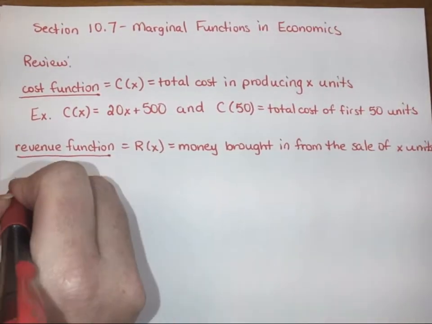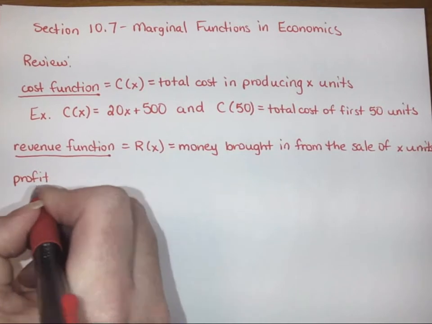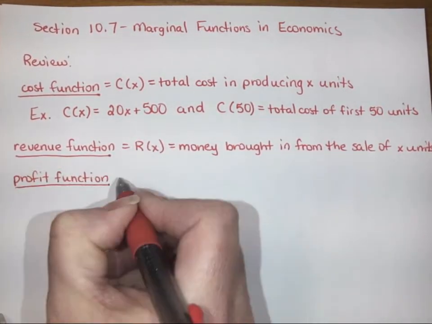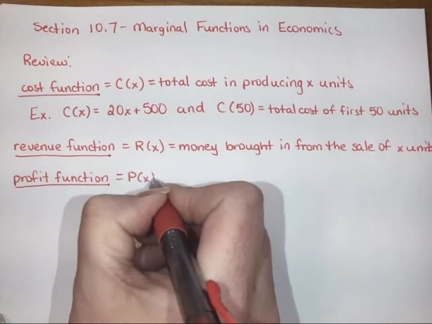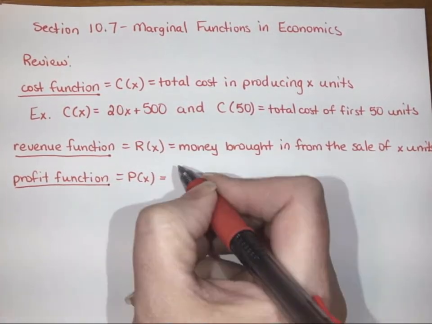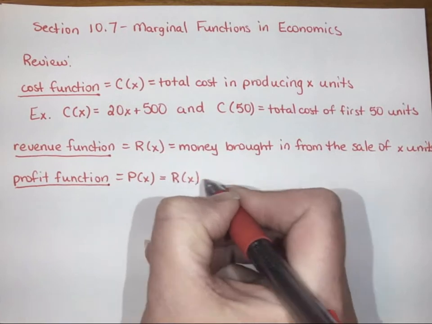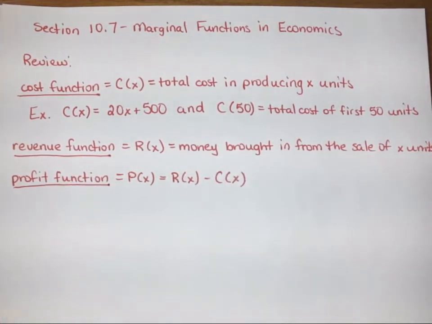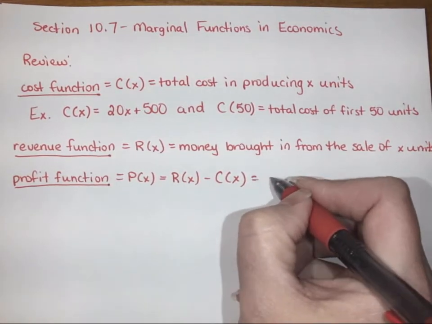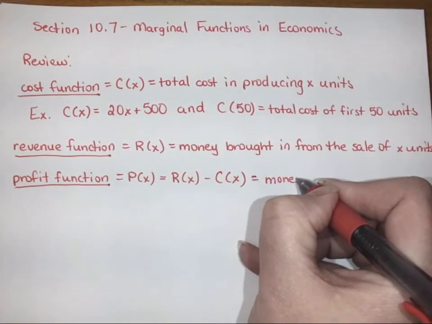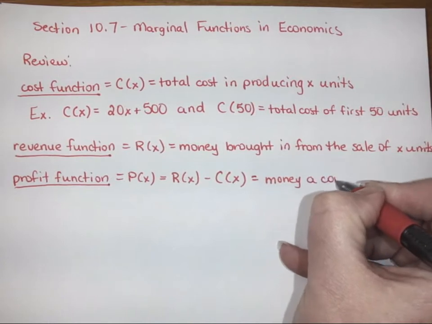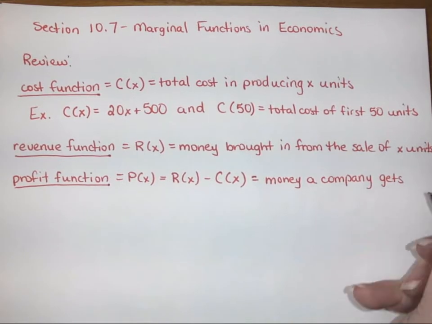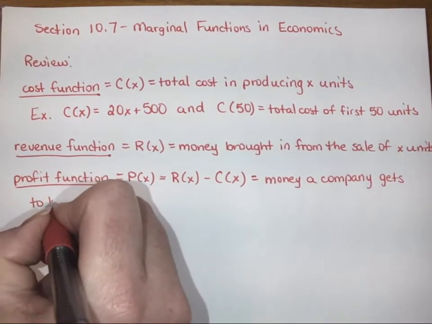Okay. But the bottom line is we always want to really talk about profit. And so not surprisingly, we use P of X to describe profit. But P of X is always, or profit is always, you take the revenue you brought in from the sale of X units and you subtract off the costs that you needed to produce those items, okay? And so this is actually the money a company gets to keep from selling X units.